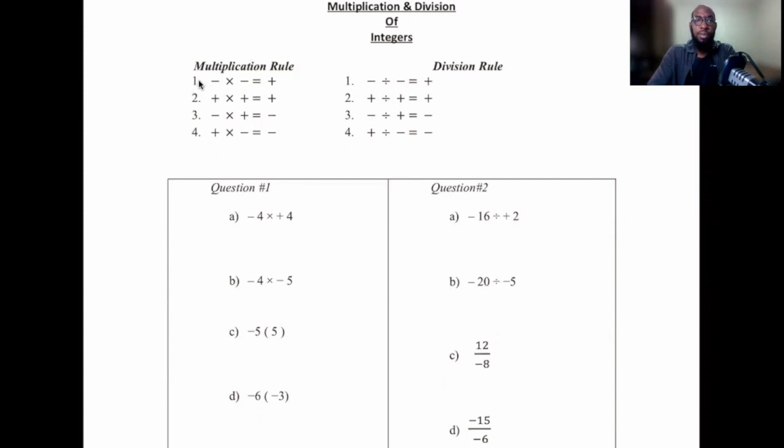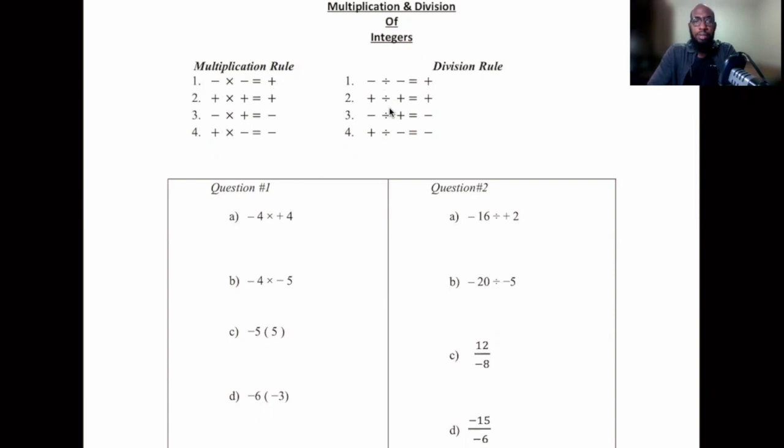All right, so under multiplication, we see a minus multiplied by a minus is a positive. A plus times a plus is a positive. A minus times a plus is a negative. A plus times a minus is a negative. Same for division, it's just you have division signs in the middle.